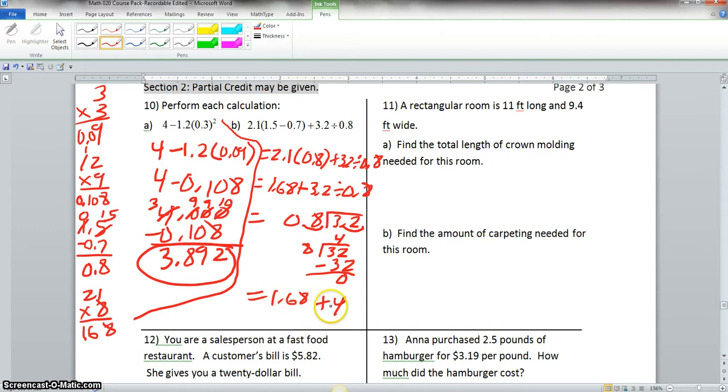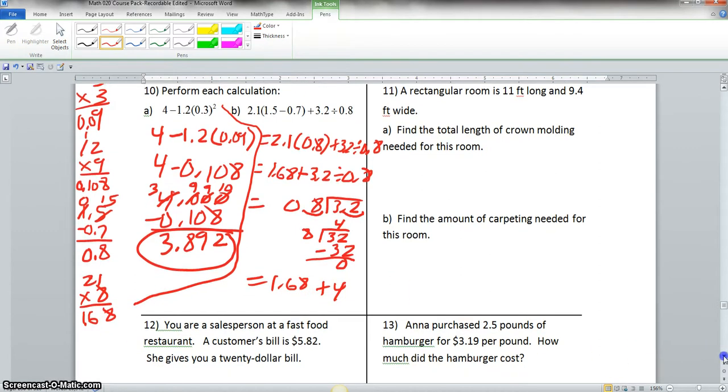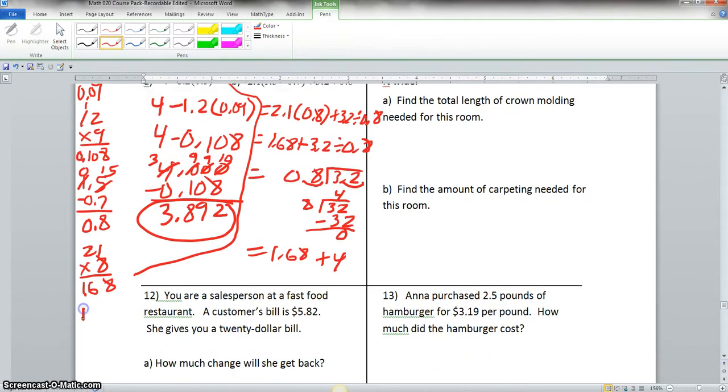Now when we add these two together, I can squeeze this in on the side here. We can have 1.68 plus 4. We'll put our decimal and our 2 zeros here. 8 plus 0 is 8. 6 plus 0 is 6. Bring down your decimal. 1 plus 4 is 5. So your final answer here is 5.68.